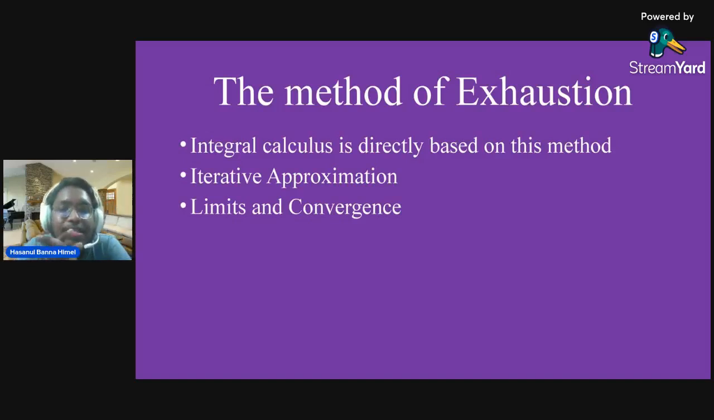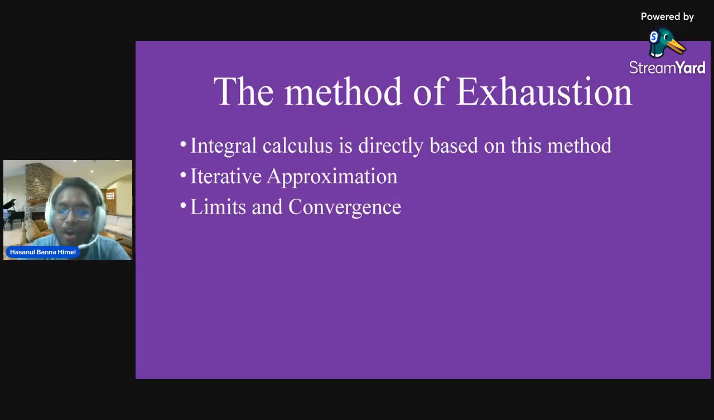And finally, it helps us with limits and convergence. What is limit and convergence? As for the inscribed polygons, we know what polygons are. They can be triangular, rectangular, hexagon, pentagon, octagon, it can be anything. We can find everything with the method of exhaustion.